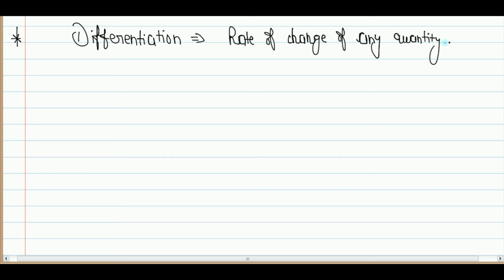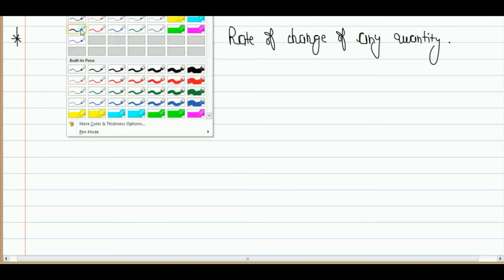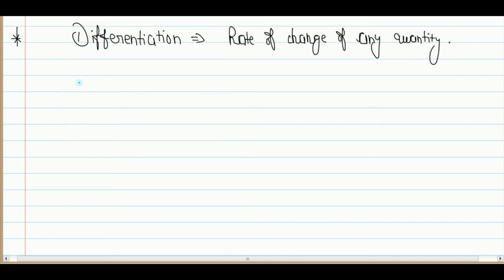Okay, this is the rate of change of any quantity. What does it mean by the rate of change? Let me explain what it actually means. Let's say at t equal to 0, x was 4. It can be anything.